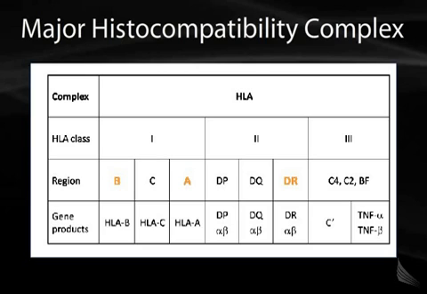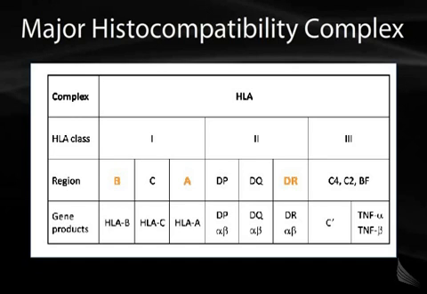HLA Class 1 is broken down into 3 regions, B, C, and A. The gene products for these regions are a single polypeptide chain, HLA-B, HLA-C, or HLA-A. And this is where the polymorphisms come into play. So let's take region B, for example, and the gene product is HLA-B. Well, there are certainly a wide variety of different HLA-B alleles that are available.